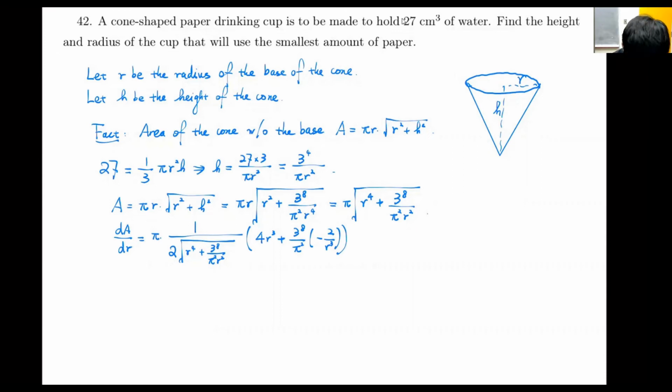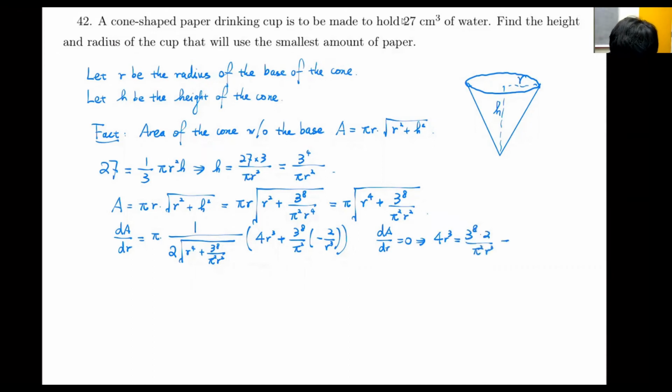As you could see from here, when r is positive, everything in the denominator is positive. So I don't need to worry about this factor really, because everything simply exists and it's never zero. All I need to worry about is this part, so that dA over dr equals 0. This means 4r cubed equals 3 to the 8th power times 2 divided by pi squared r cubed.